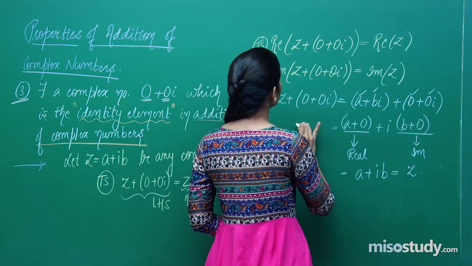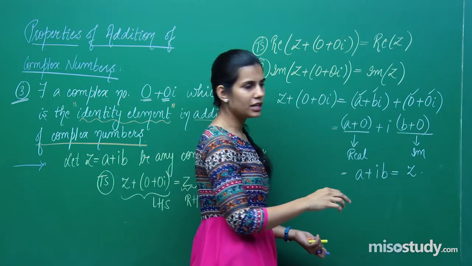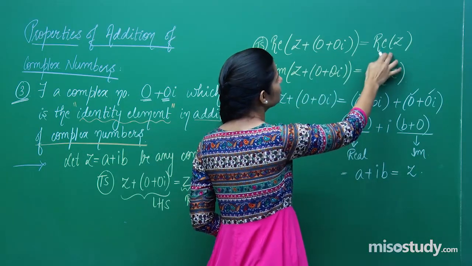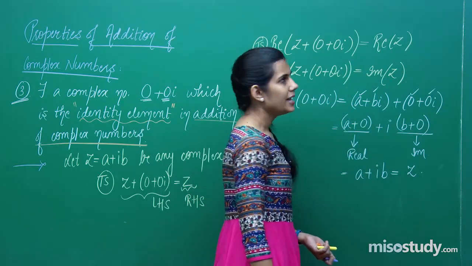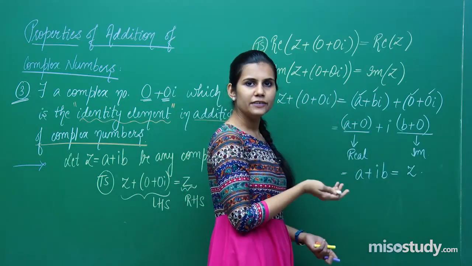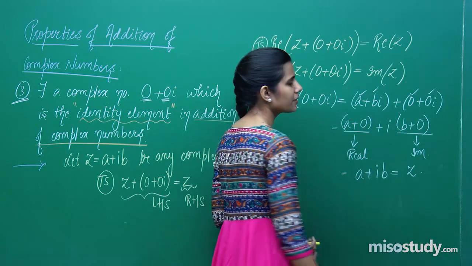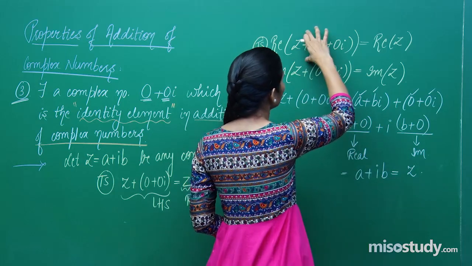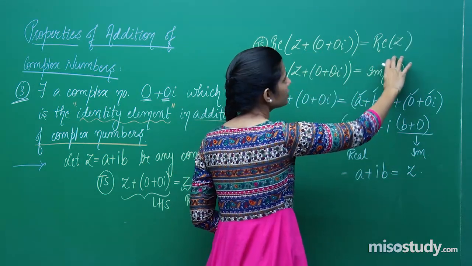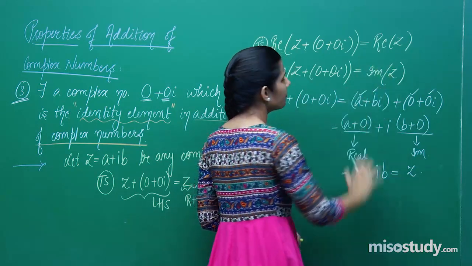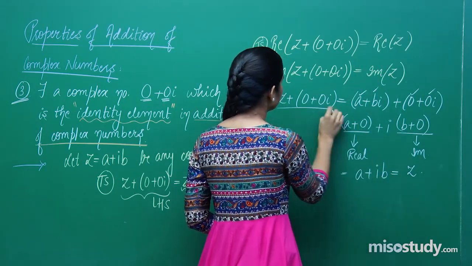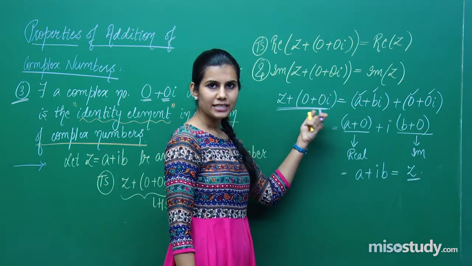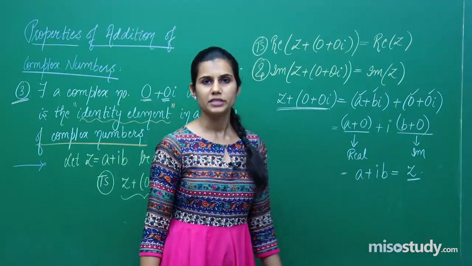Either we could have started with the real part of the sum being the sum of the individual real parts. We would have got A plus 0, which is A. In that case, I would have got the real part of Z plus 0 iota equals the real part of Z, because the real part of Z is A. And the imaginary part of the sum is the sum of the individual imaginary parts, which would have come out to be B plus 0, which is B, and B is the imaginary part of Z. So in that case also we would have got the real part of this equals the real part of this, and the imaginary part of this equals the imaginary part of this. That means these two complex numbers are the same, or directly we have shown that these two complex numbers are the same. That means when 0 plus 0 iota is added with Z, it does not change the identity of Z.